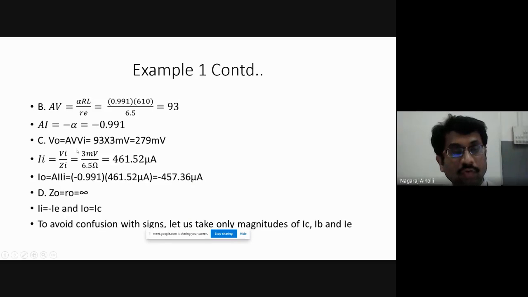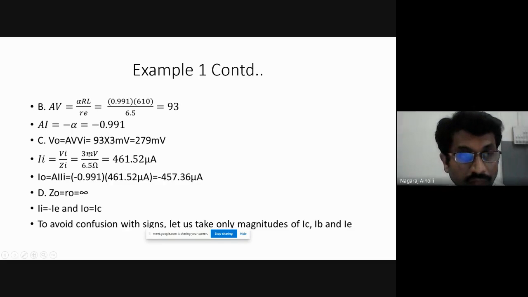Current gain is output current by input current. Voltage gain is output voltage by input voltage. Therefore, what will be the output voltage? If AV is the voltage gain, it is V naught by VI. Therefore, V naught will be equal to AV into VI. Correct?